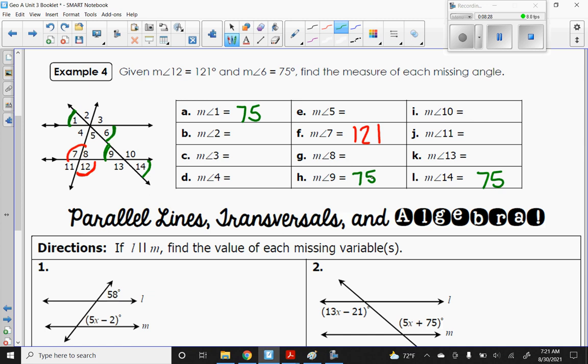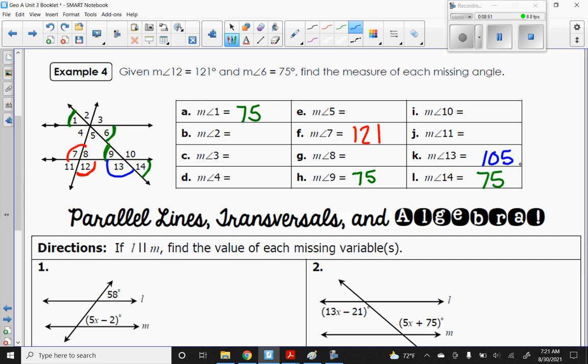So now let's grab a new ink here and find out some new numbers. I know 13 is a linear pair with 9, and 13 and 9 must add up to 180. I now know 13 is 105, because 105 and 75 add up to 180.